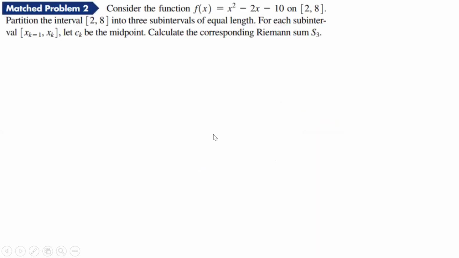So what does that mean for this problem here? It says consider the function f of x equals x squared minus 2x minus 10 on the interval from 2 to 8. Partition the interval into 3 subintervals of equal length. For each subinterval, let ck be the midpoint. Calculate the corresponding Riemann sum S3. All right, so first off, let's look at what the graph looks like.